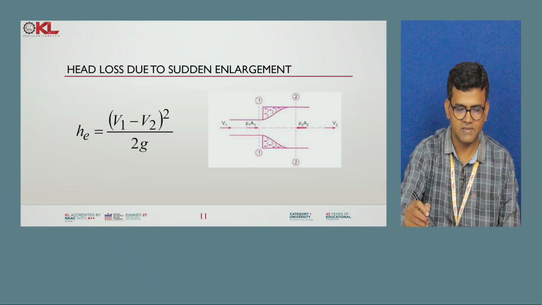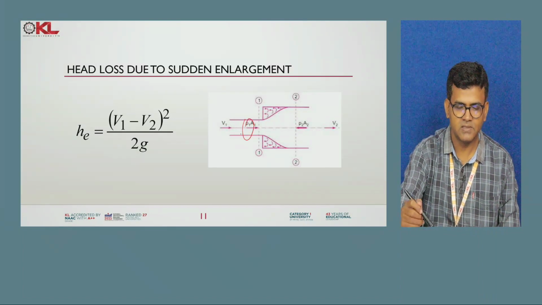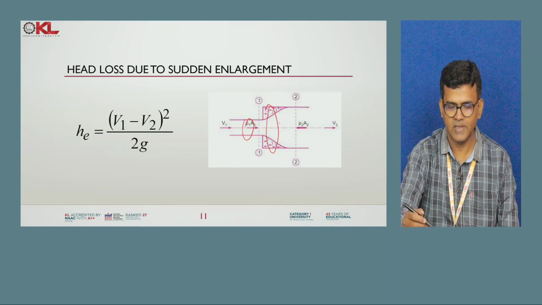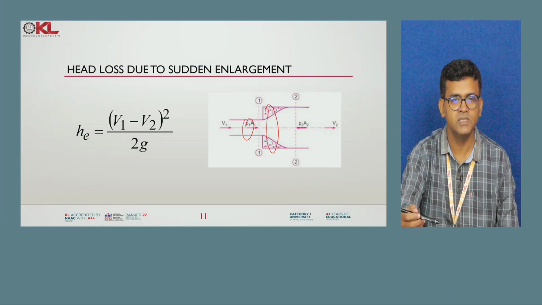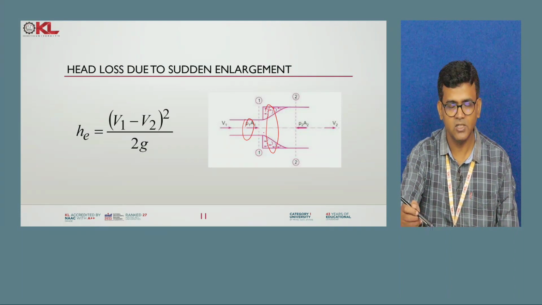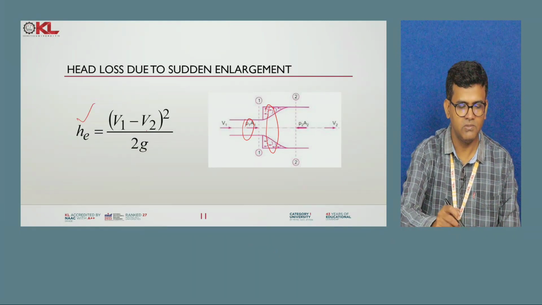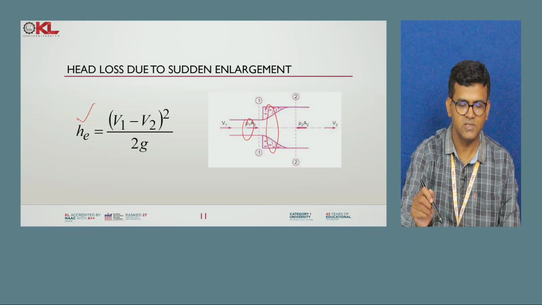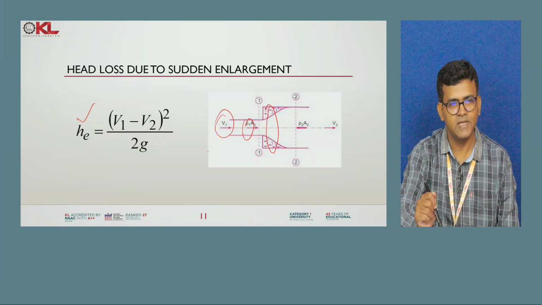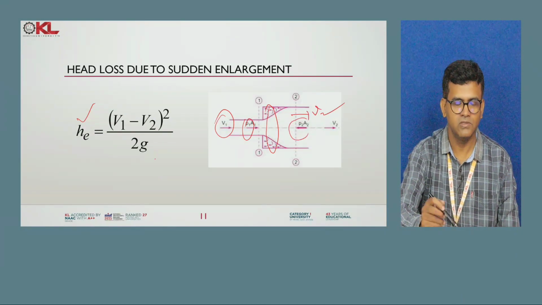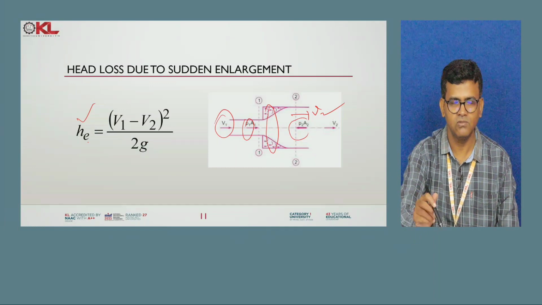Head loss due to sudden enlargement. The diameter of the pipe is this much, and here the diameter of the pipe becomes this much. So there is a sudden enlargement, an expansion of the pipeline. So here is the change in the shape of the pipe, so there is a loss of energy. How much energy will be lost? This comes under the category of sudden enlargement, and the equation is given by H equal to (V1 minus V2) whole square upon 2g, where V1 is the velocity before the expansion, and after the expansion the velocity is V2. So using this equation you can compute the head loss due to sudden enlargement.